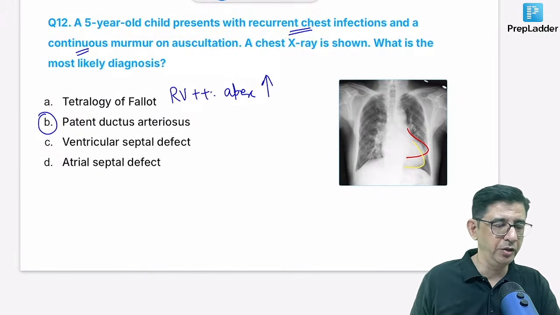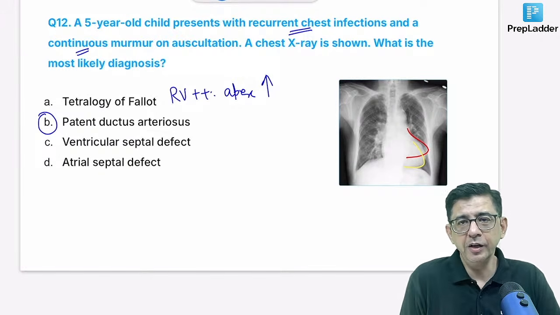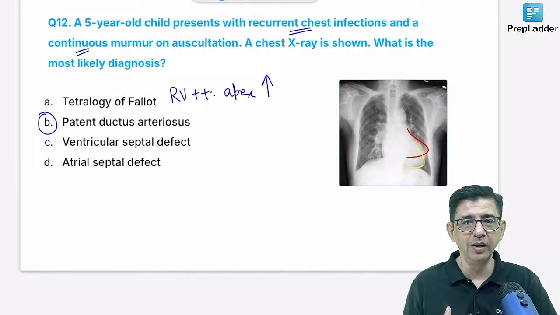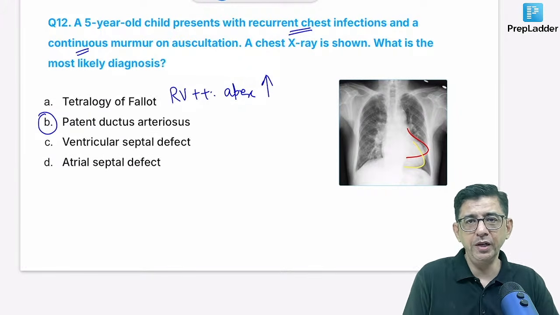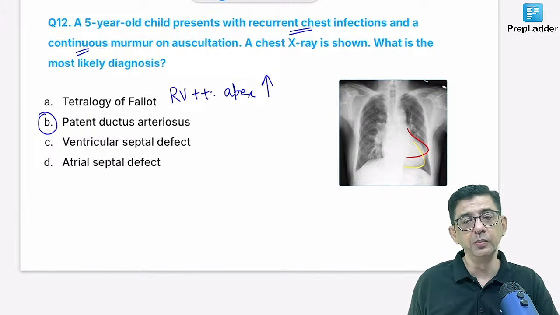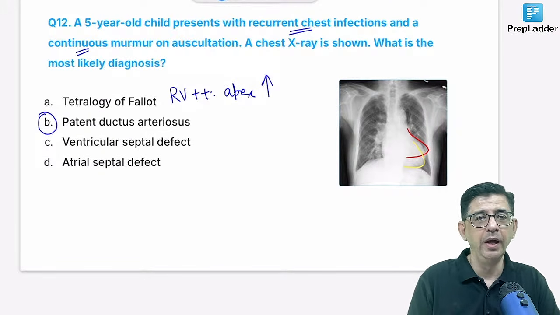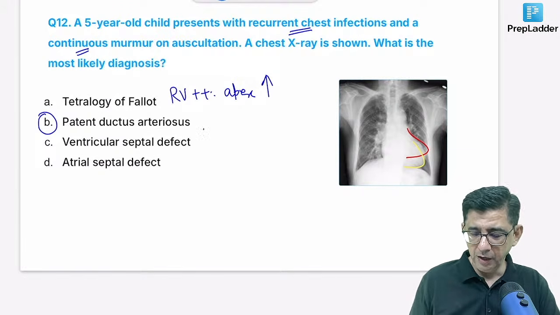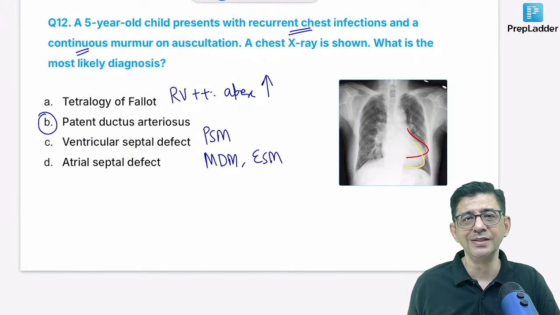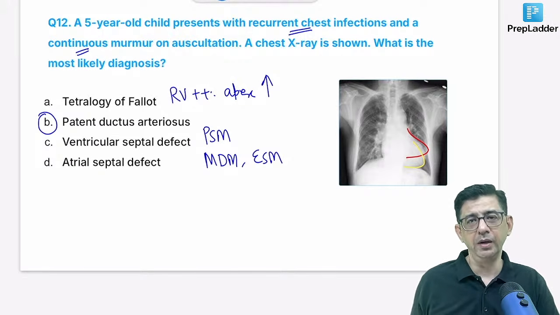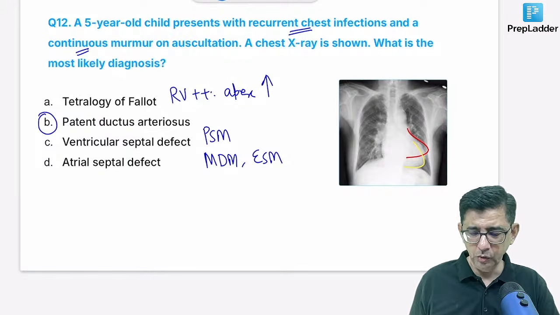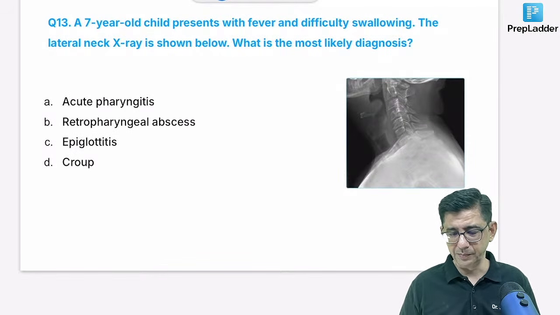So in patent ductus arteriosus, there would be recurrent infections because of pulmonary plethora, or more blood going into the lungs, which is the reason why this presentation should be there. So for this one, I think there is absolutely no reason. If the question said a pansystolic murmur, I would have thought of ventricular septal defect. If the question mentioned a mid-diastolic murmur or an ejection systolic murmur with a similar history, I would have answered it as an atrial septal defect. But considering the information, I think you could pick it up as a patent ductus arteriosus.